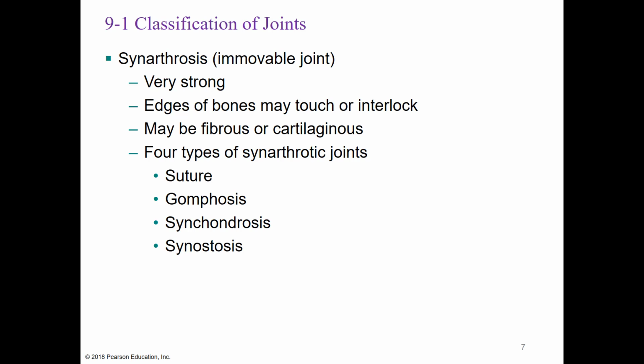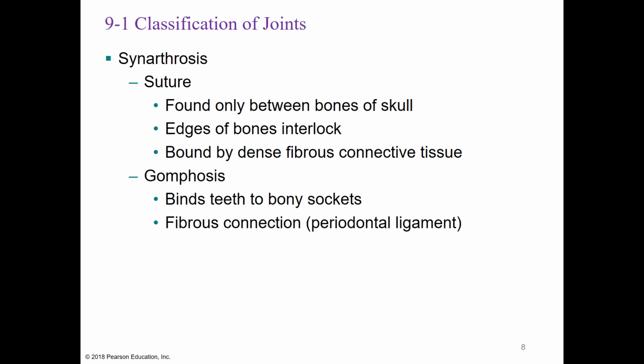So let's start first with the suture and the gomphosis. A suture, which is a type of that umbrella category, synarthrosis, the immovable type of joint, is found between the bones of the skull. By now you've probably had a skull lab where you had to learn the names of the main sutures. As you studied them in lab, you probably noticed that they do not move. These are places where the bones come together.